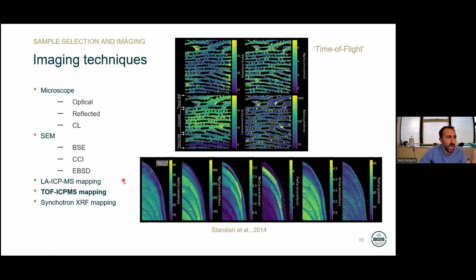Time of flight mass spectrometry is another technique. Again, it's growing in popularity, and there are more labs having this capability. The time of flight allows you to measure all of the elements, or as many elements as you want on the periodic table, all at once, and the downside is lower detection.